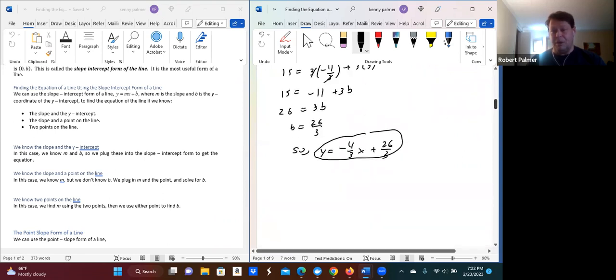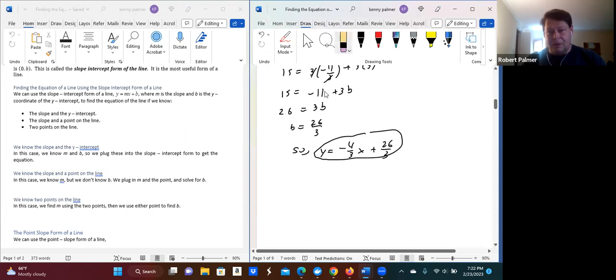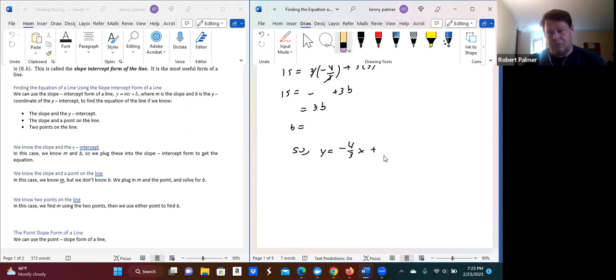Okay. Now, let's look at case number 3. So in case number 3, I know 2 points on the line. Oh, wait a minute. Hang on. I'm sorry. I made a mistake. It's a 4, not 11. Okay, let me do that again. So I'm sorry, that's a 4. That's -4. Okay. And so if I add 4 to both sides, it becomes 19.